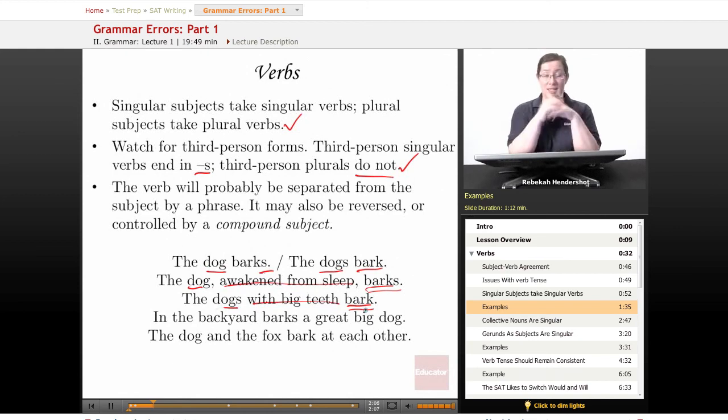Let's do this in a slightly more complicated form. In the backyard barks a great big dog. For some reason, not always when we start with a prepositional phrase, but often, the verb will end up coming before the subject. English speakers just like this. It makes them feel like Shakespeare. I don't know why. So in the backyard is our prepositional phrase, which we can ignore. Barks is our verb, and it has to agree with the subject, dog. And finally, a compound subject is where you have two or more entities performing the verb. That makes a plural subject. So in this case, the dog and the fox bark, plural verb, at each other.